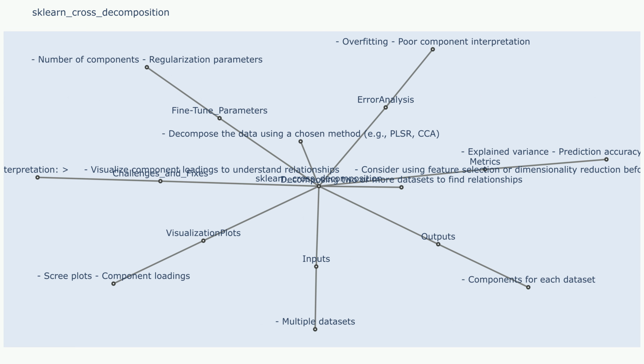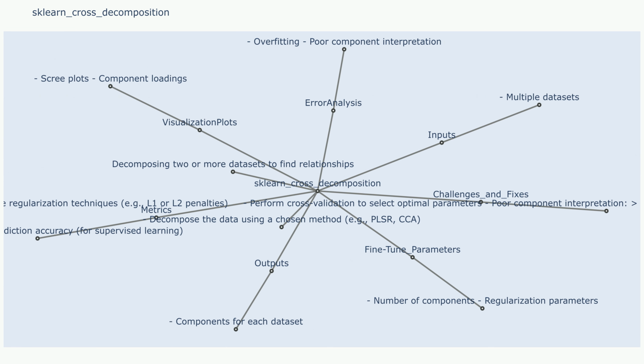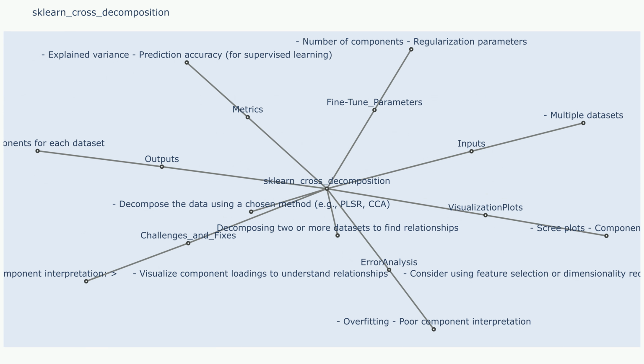Uncertainty method 2, Cross-validation. By splitting the data into training and testing sets, cross-validation can assess the generalization performance of the model and provide insights into its robustness. Challenges and fixes. Challenge 1, High dimensionality. If the input datasets have a large number of features, the cross-decomposition algorithm may struggle to find meaningful components. Sample use case that resulted in challenge 1: working with microarray data with thousands of genes.